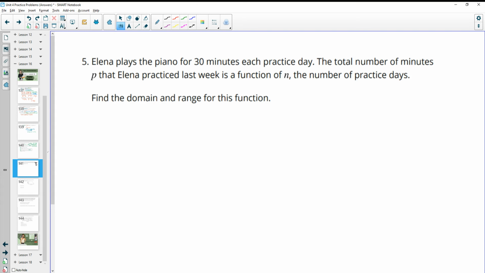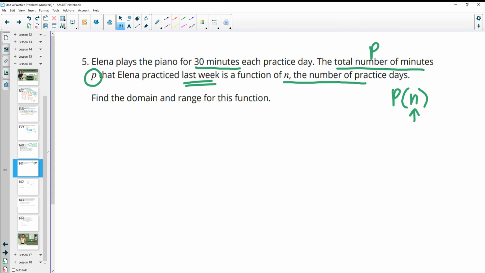Number 5, Elena plays the piano for 30 minutes a day, each practice day. The total number of minutes, P, that Elena practiced last week is a function of N, the number of practice days. So we've got P is the total minutes, N is the practice days last week. So what's the domain and what's the range? So P is a function of N. So N is our input.